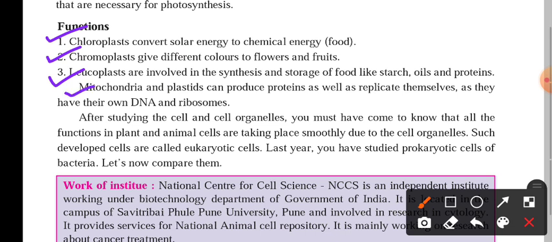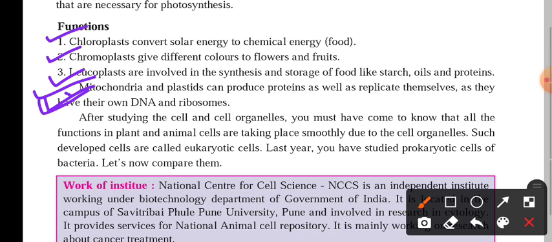Mitochondria and plastids can produce protein as well as replicate themselves, as they have their own DNA and ribosomes. So this is one of the important points we have: mitochondria and plastids can produce proteins as well as replicate themselves, as they have their own DNA and ribosomes.